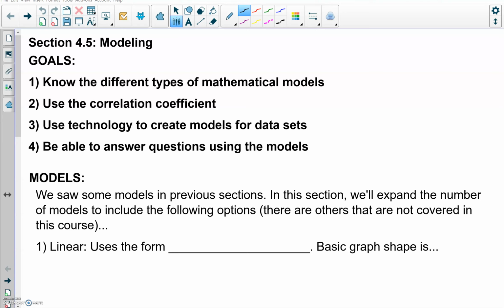And then last but not least, be able to answer questions using the models. So the whole point of creating a mathematical model is to use it to help answer questions about whatever it is you gathered data on. So it's really useful to help answer questions, and that's what we're going to put into play here.